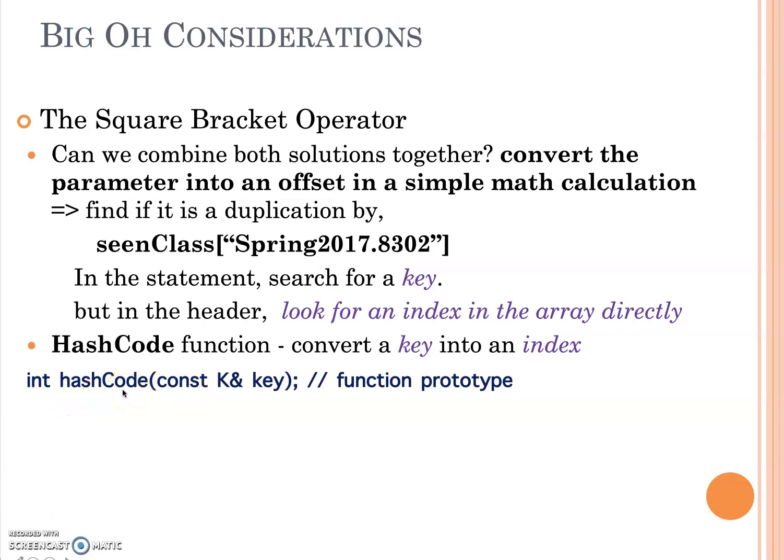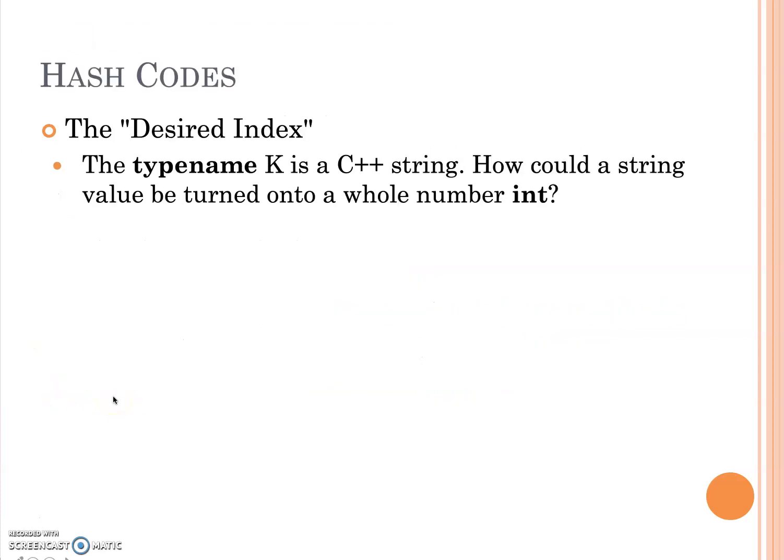This hashCode function, like earlier we said, anytime you pass in a key, I give you an index. So that's the hashCode function. The return type is always an int because I want to return an index. The passing parameter depends on your data type for your key. So let's see the example. What is the hashcode function?